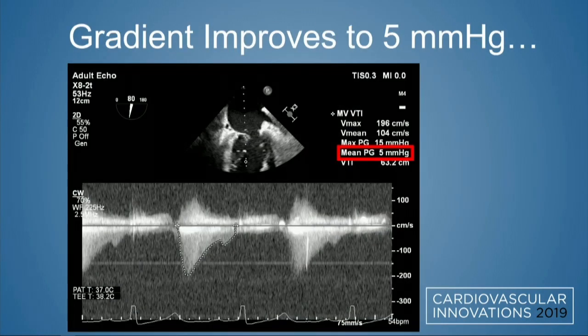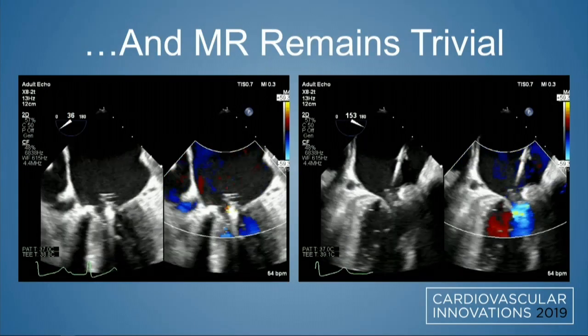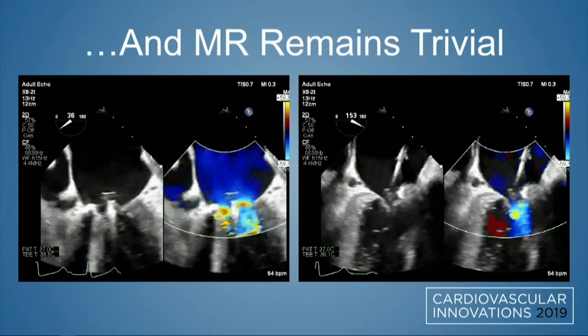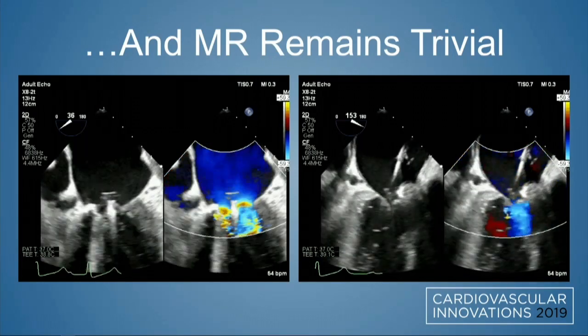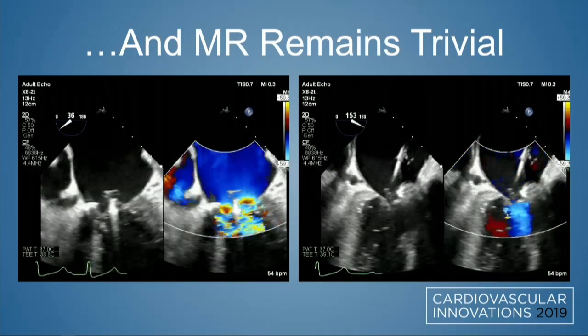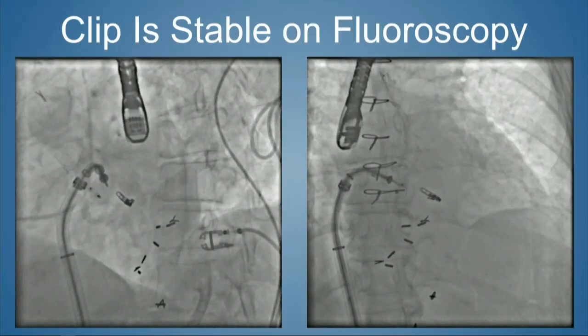So when we do that, our gradient actually dropped to 5, so we were able to cut it in half. And we really didn't lose anything as far as reduction in MR. We still had a really nice result on our clip. So we were satisfied with these results. We were confident in our grasp, and we released the clip.